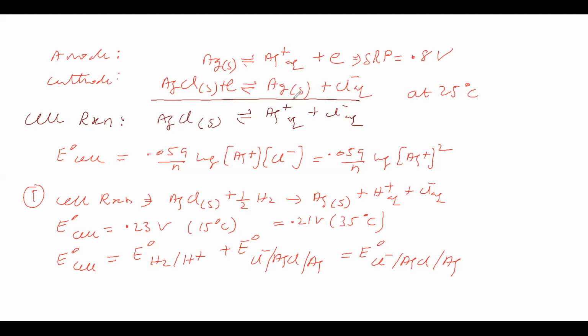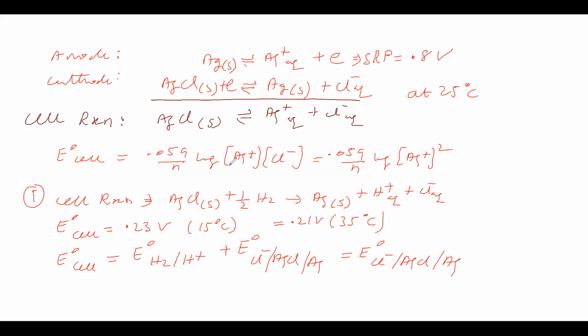We can get E naught for this from here. It is nothing but E naught cell. But E naught cell is given at 15 degrees Celsius and 35 degrees Celsius. So we have to convert the E naught at these temperatures to 25 degrees Celsius. How to convert that? How to do this? If we get this E naught, then only we can solve the question.